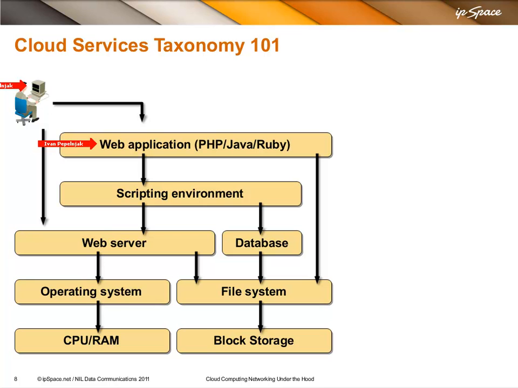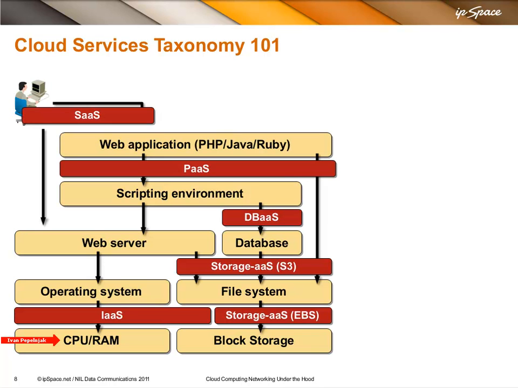On the other side, on the server side, there is a web application, which runs on top of a scripting environment, which runs on top of a web server, usually also uses a database. Both the web server and the database use file system that is on some sort of block storage, and both web server and database are running on top of an operating system that needs some CPU, some RAM, some disk access, and some networking access. You can slice things on any one of these arrows, and you get different cloud services.